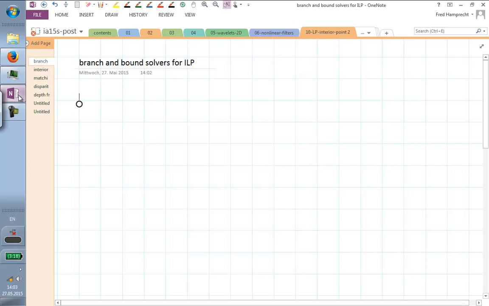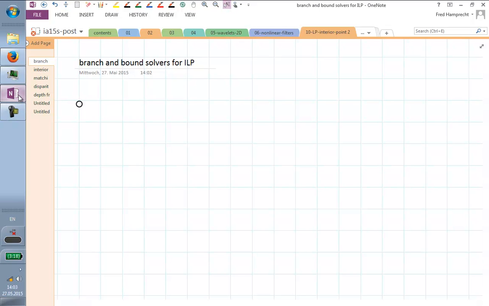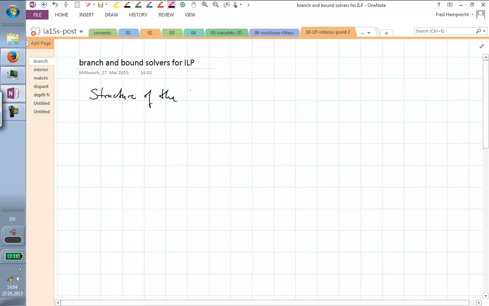All right, welcome all. So the short summary of yesterday was that we can rewrite the maximum a posteriori optimization problem in a discrete pairwise Markov random field as an integer linear program. And today I want to show how such an integer linear program can actually be solved. So let's look at the structure of the ILP.